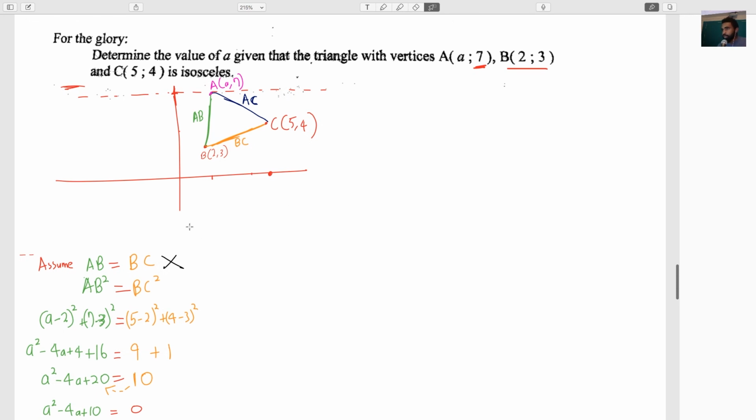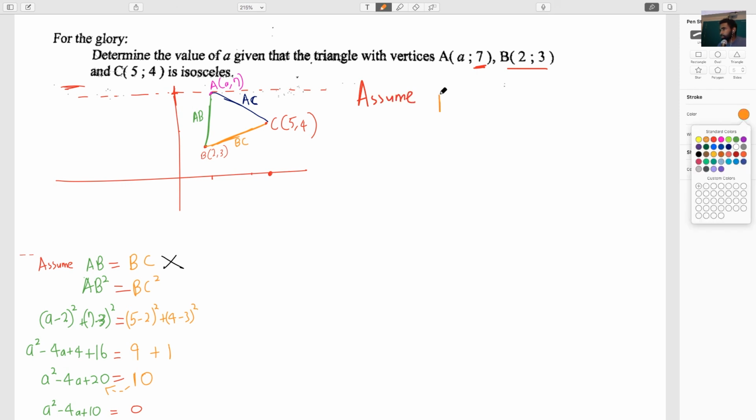So we did AB equals BC, and that didn't work. Let's try now BC equals AC. So we try a different one. So now we say assume that BC, which is in orange, is equal to AC. And if that's true, then BC squared should be equal to AC squared. Right?